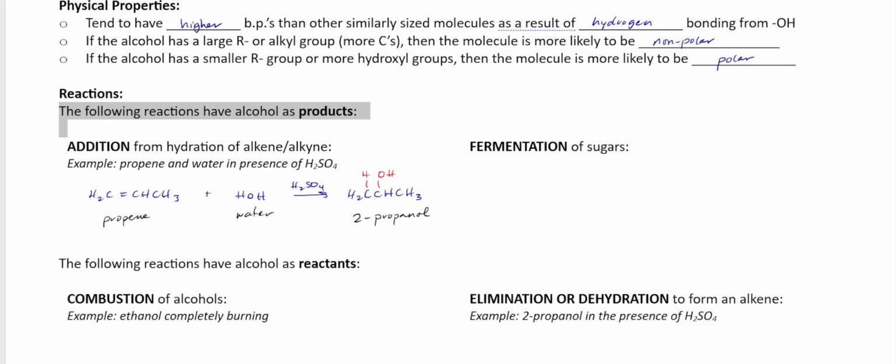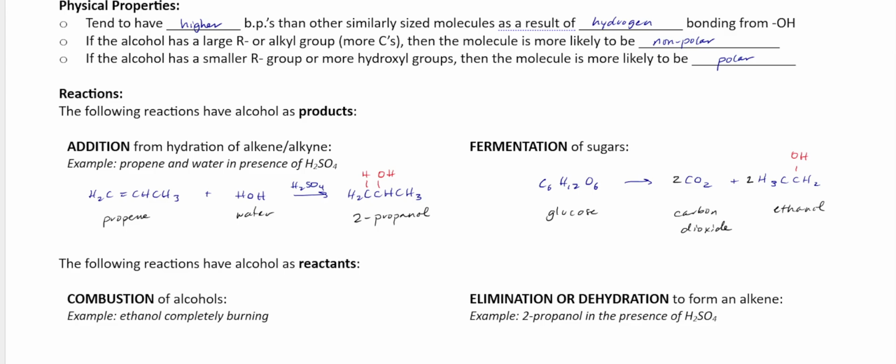Alcohols are also produced from the fermentation of sugars. So we have C6H12O6, and from there we can go to CO2, and we can get ethanol as well: H3C, CH2, and my OH here. I'm going to fix that H because it's bothering me. Then I'm going to write the names and balance that reaction. So I have glucose, 2 carbon dioxides, and 2 ethanols.